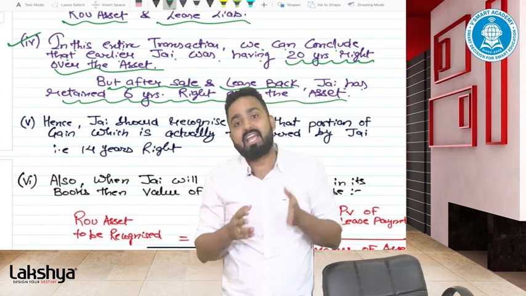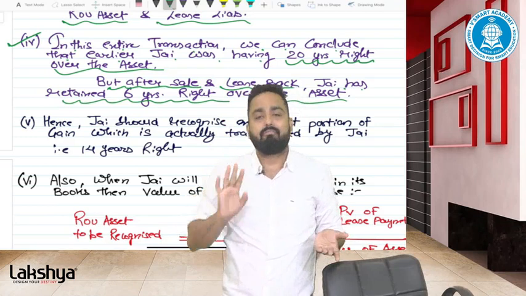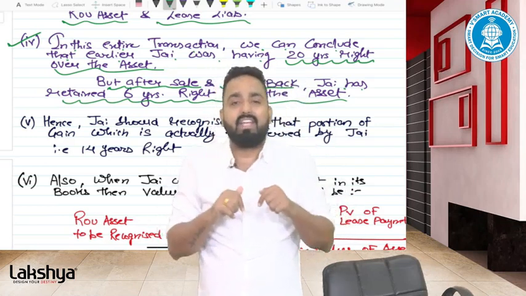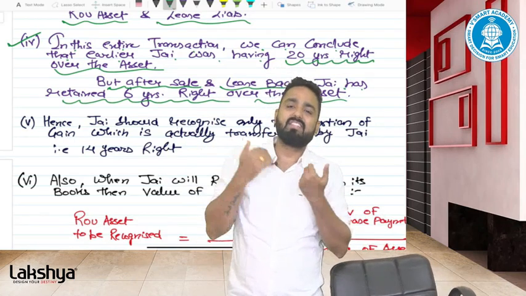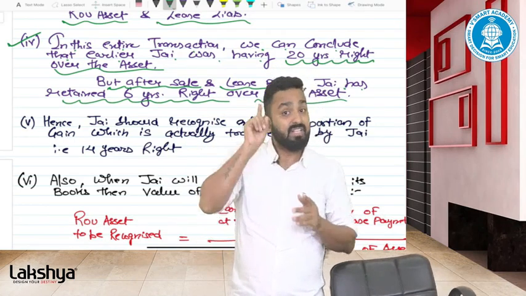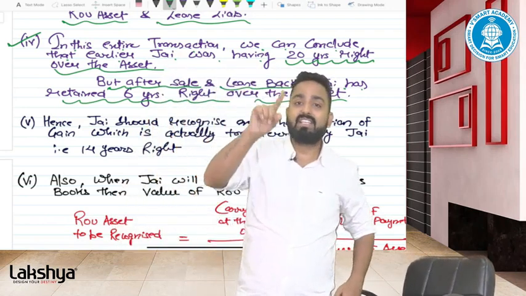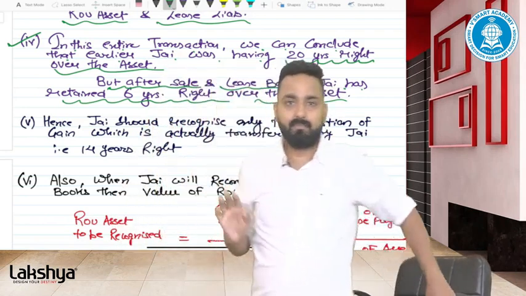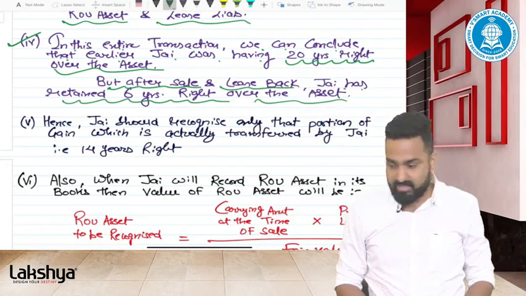But after the sale and lease back transaction happened, the asset is still having 20-year life, but now Jay is only having 6-year right over the asset because Jay has taken the asset only for a 6-year lease term. Asset is having 20 years useful life, but Jay is having only 6 years right. Tell me, is this clear or not?